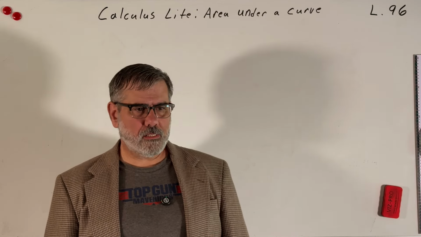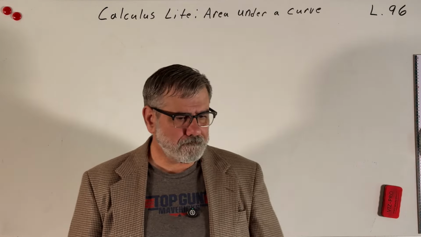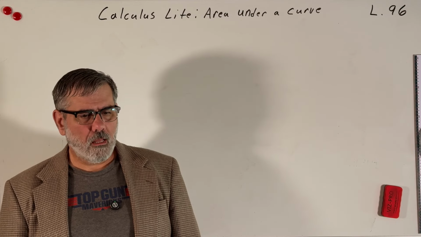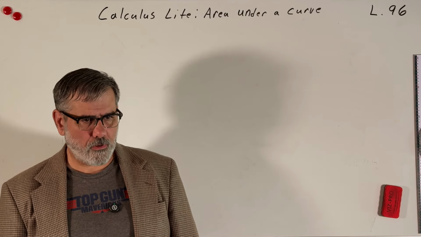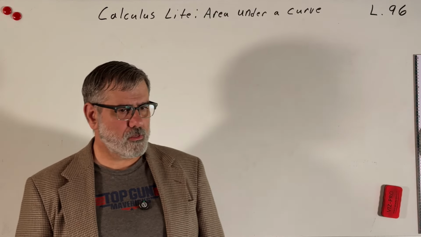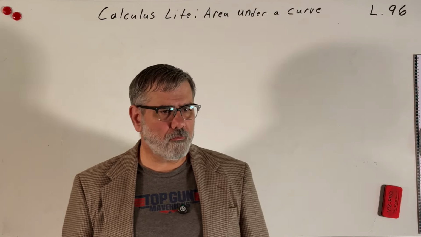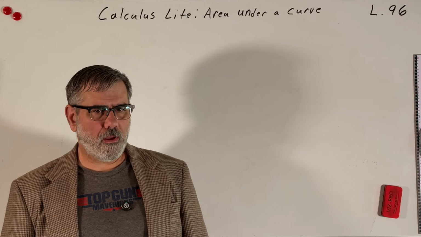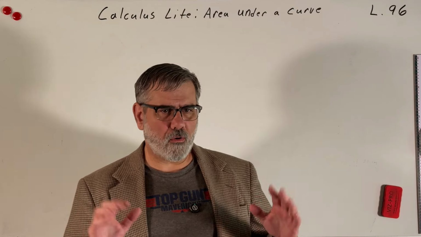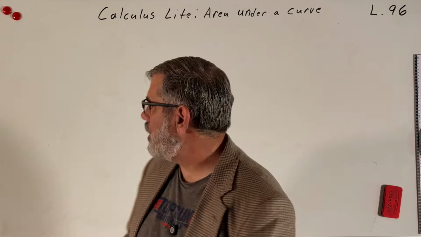Okay, lecture 96, Calculus Light, area under a curve. So last time we talked about tangent lines, which are related to derivatives, and that's kind of like the first essential idea from the calculus. Another problem that people considered back in the 1600s was finding the area under a curve. That's just like a general problem. And so that's what we're going to explore today. So we'll start easy.